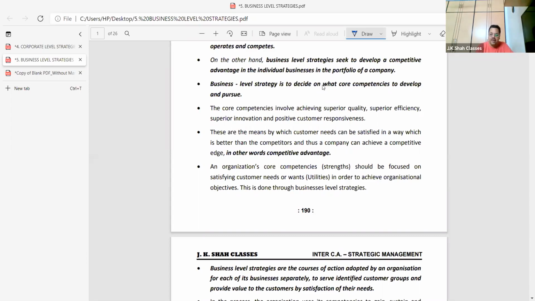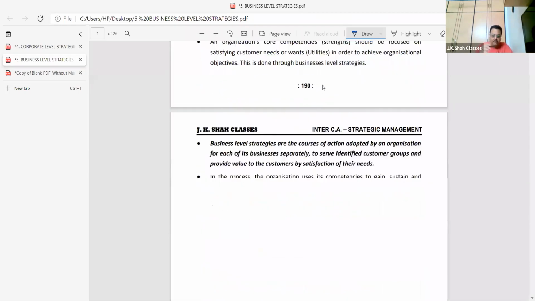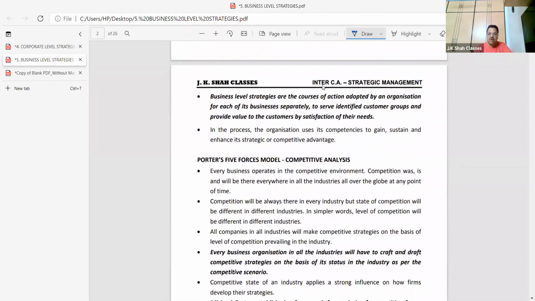The core competency involves achieving superior quality, obviously superior efficiency, innovation, and positive customer response. These are the means. This you can read it, please. Now this is what is there. There are three things in this chapter we have to study. Porter five force model, very very important, very big. And I find students most of the time they don't ask all five things.